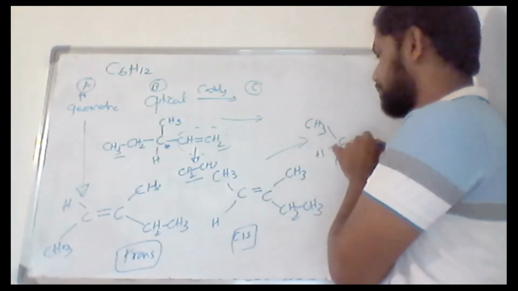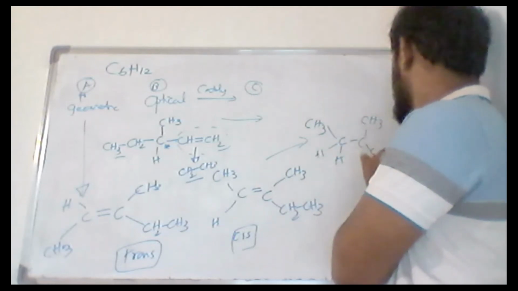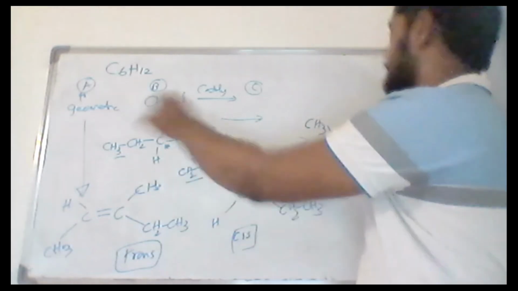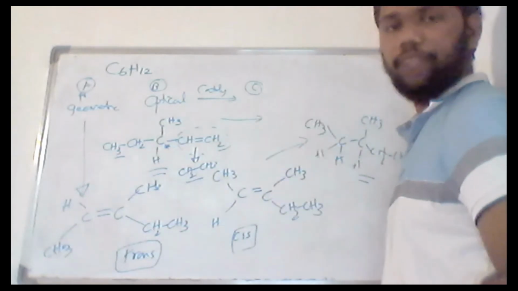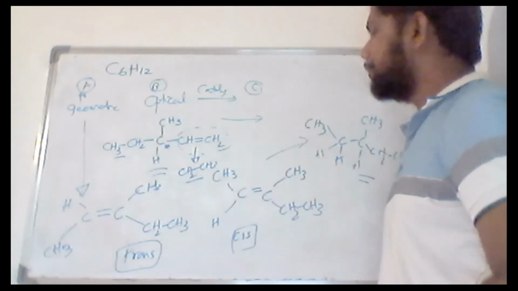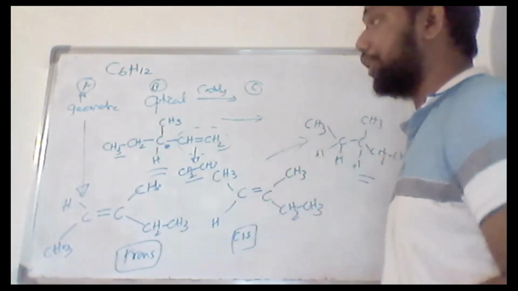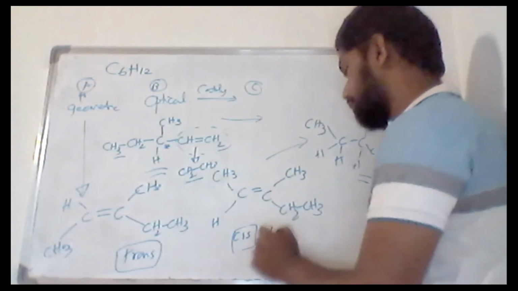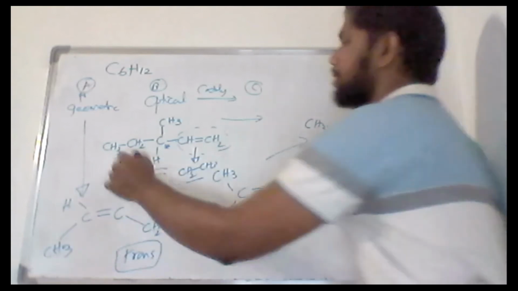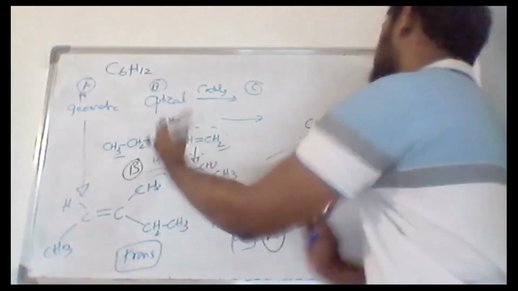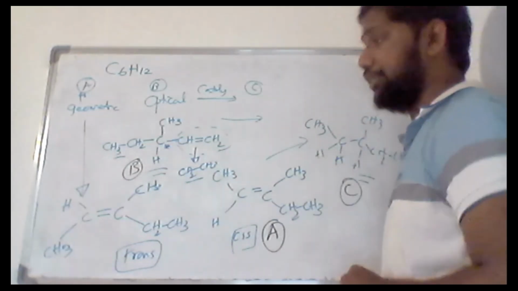CH2, then there is the methyl substituent and CH2, CH3. Primarily, it is the same compound that you are going to obtain here. So it gives you the idea: A, which shows the geometrical isomerism, should be this one, and B, which shows the optical isomerism, is this one. And when you do the catalytic hydrogenation of these two, it gives this compound, which is C.